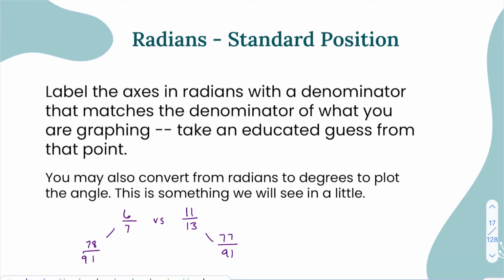And now we can see that these are actually very close in size, and that 6/7 is just a smidge bigger, because once they have the same denominator, you can just compare the numerators, right? Now that they're both out of 91, I can just say, okay, is 78 or 77 bigger? So we're always going to make sure when we're labeling the axes, we're doing so in a denominator that matches the denominator of what we're graphing.